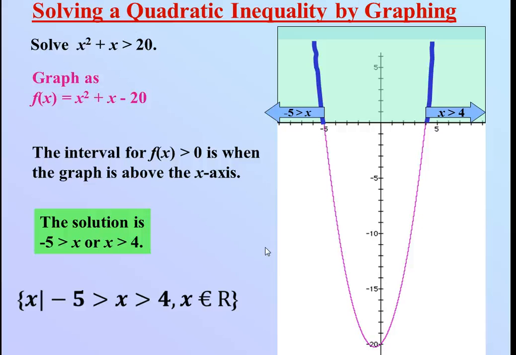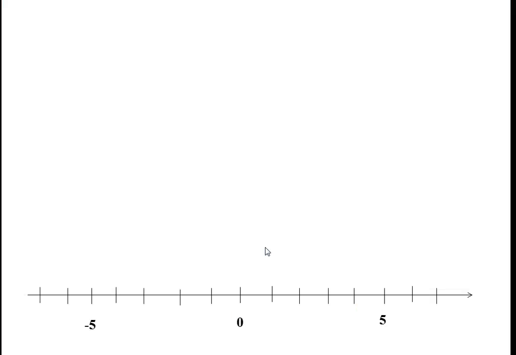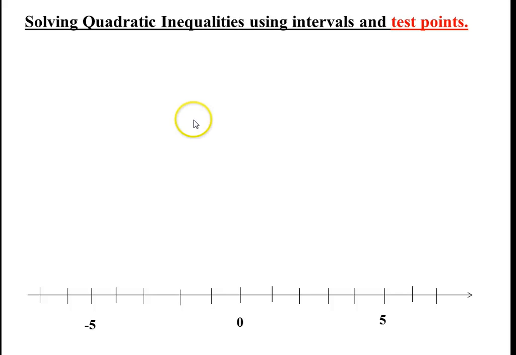Now, if you don't like solving these by graphing, we can also solve these a couple different ways. We could solve using test points. All right. So let's say we want to solve this inequality: -8x is less than or equal to 3 times (x squared minus 1).